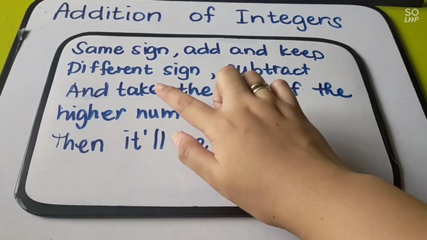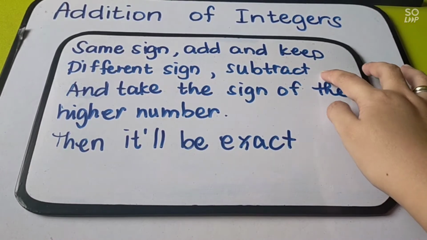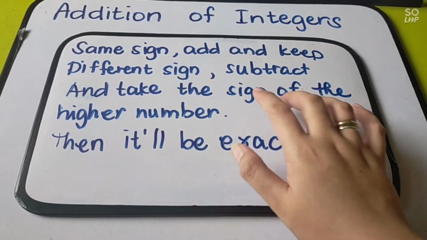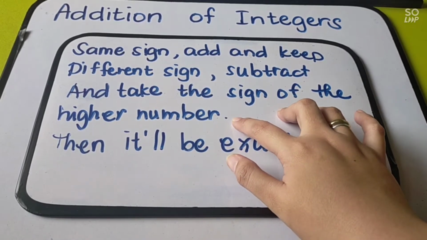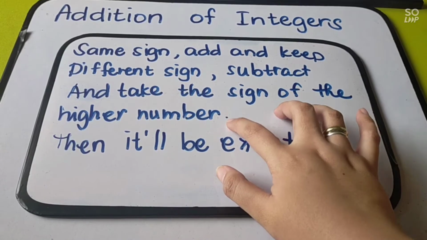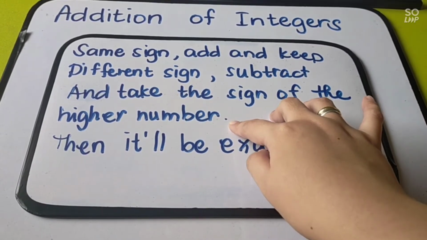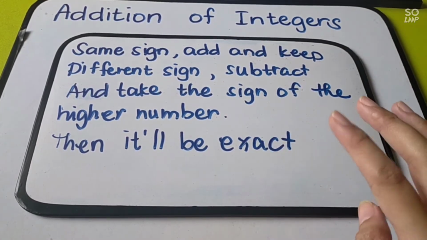Next rule. If we have different sign, you are going to subtract the given. And then, you are going to take the sign of the higher number. So, kung ano yung sign nung pinakamataas na number, yun yung inyong gagamitin as your sign in your answer. So, your answer will be exact.